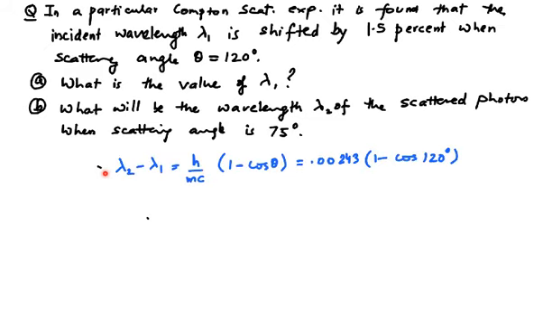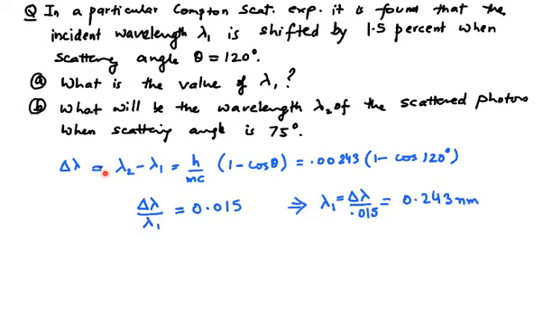So in this equation of Compton scattering, we can directly substitute the value of theta to calculate the change in wavelength. Now it was found that the incident wavelength is shifted by 1.5% only. That means delta lambda divided by lambda 1 is equal to 0.015. So from this equation you can calculate lambda 1.